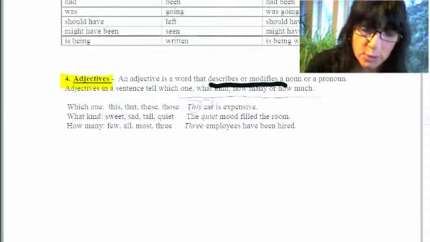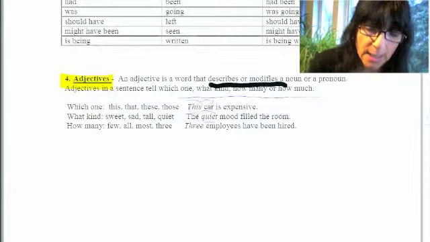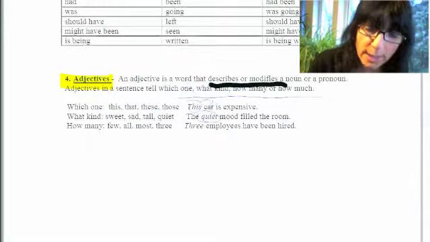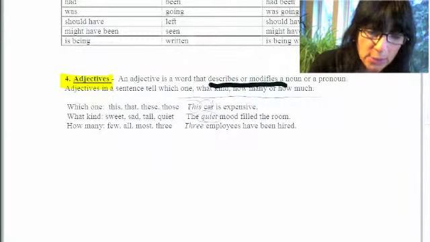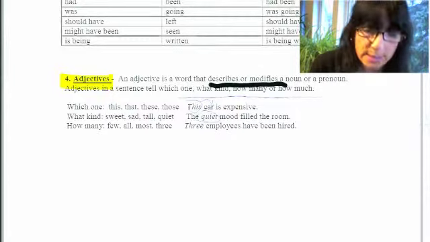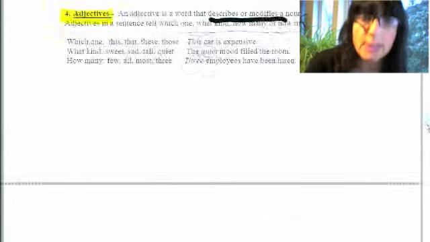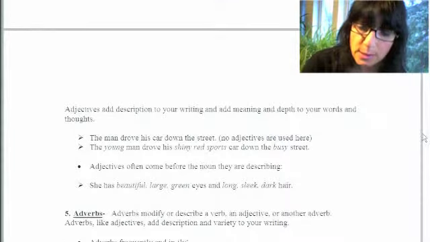What kind, such as words like sweet, sad, tall, and quiet. In this example, the quiet mood filled the room. So the adjective is quiet because it's telling you what the mood was like. In the last example, adjectives are words that refer to how many, such as few, all, most, or three. In this case, 3 employees is telling you how many employees, so 3 is modifying the noun employees.